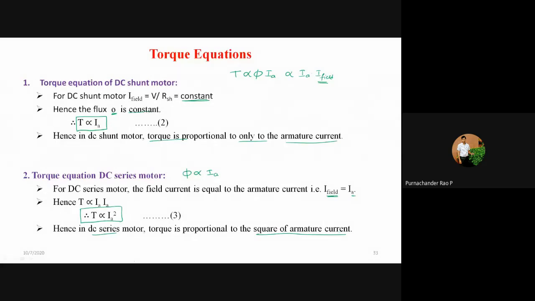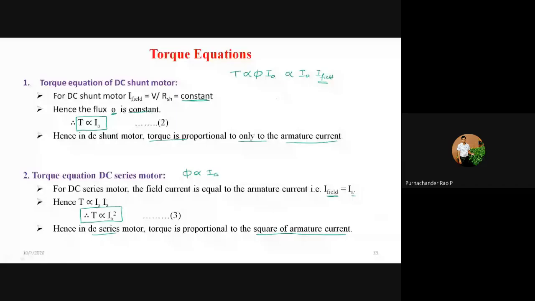Now I am not discussing the compound motors here, because the compound motors will have the flux in compound motors.